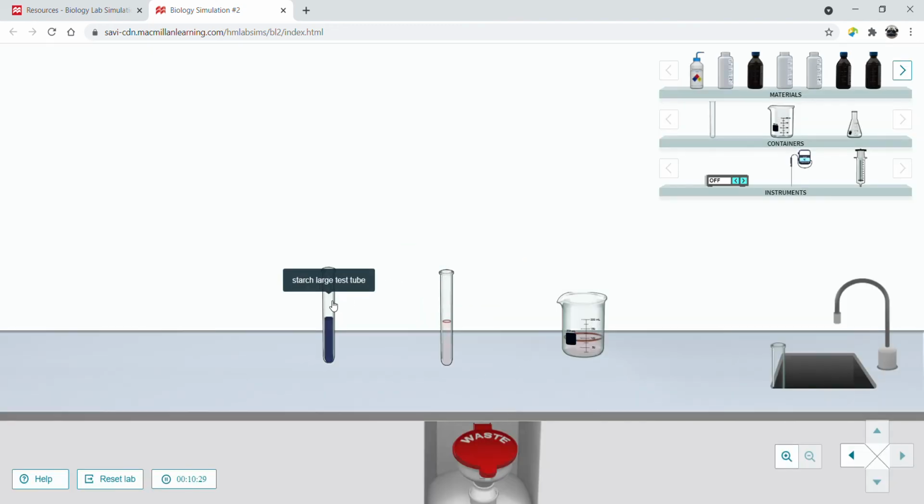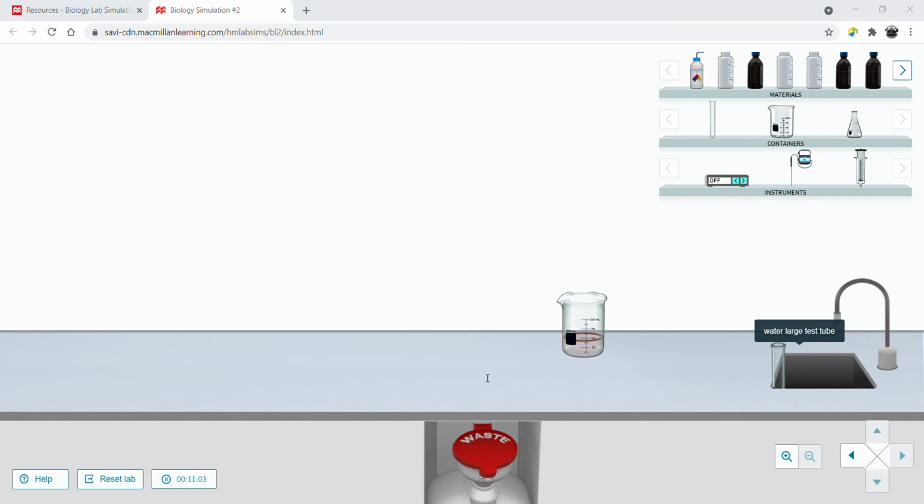Okay, so here's your starch solution after the iodine is added. Here is your water after the iodine is added. So you want to record those results in table 2. Okay, let's clean up. Hopefully it's going to let us keep that starch solution, because we're going to need that later. All right.